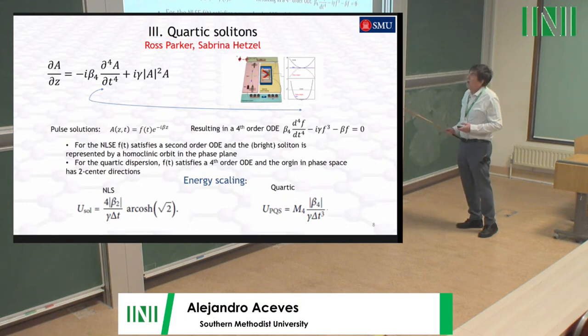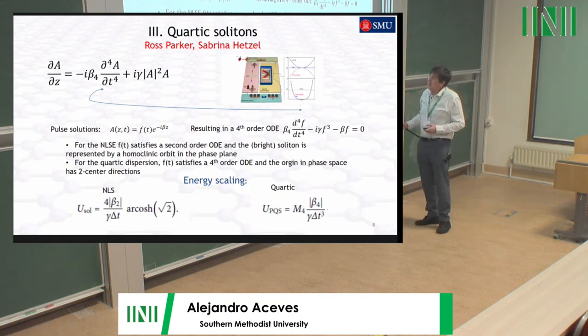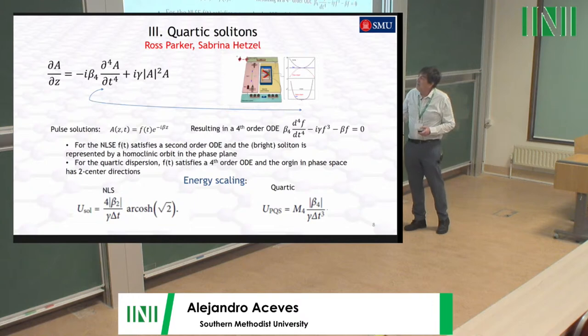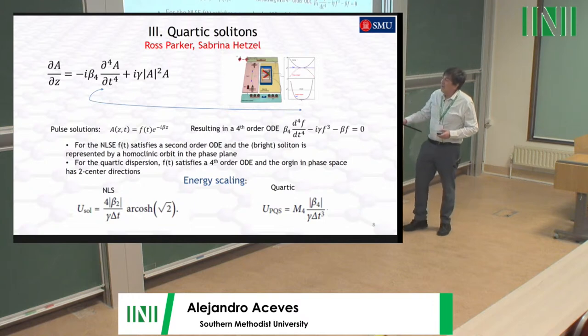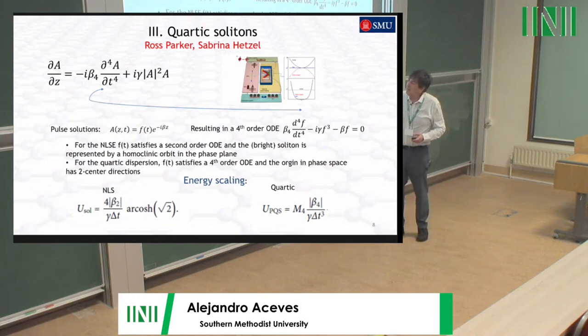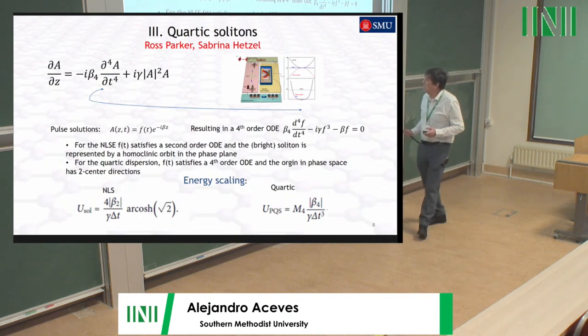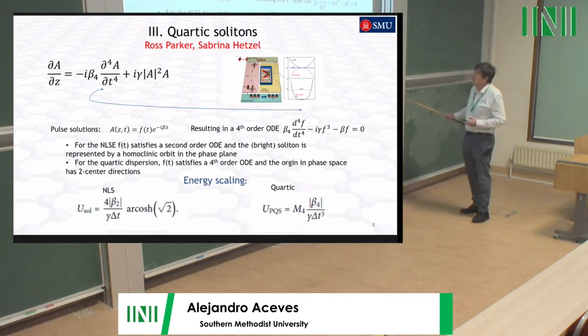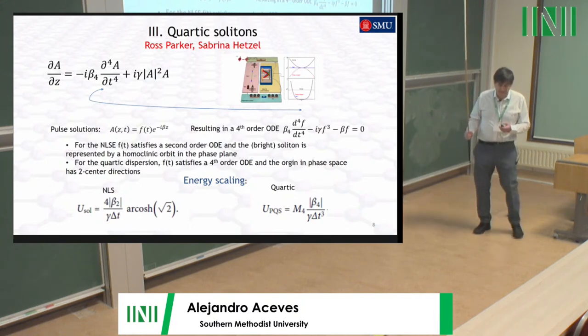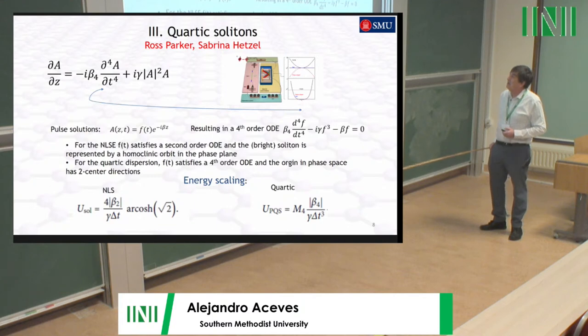And the idea, or why it might be interesting, is because of energy scaling. As you shorten the pulse in the classical NLS, this is the balance of the power versus width of the pulse. And with a quartic, the shorter the pulse, the more power you can carry. So that's a practical benefit, carrying a lot of power in short pulses.